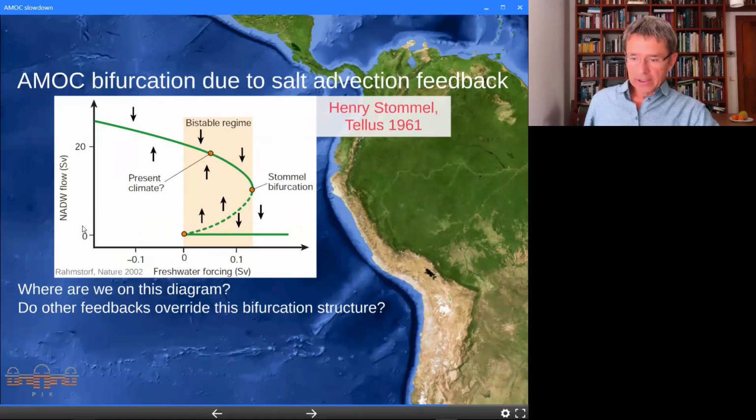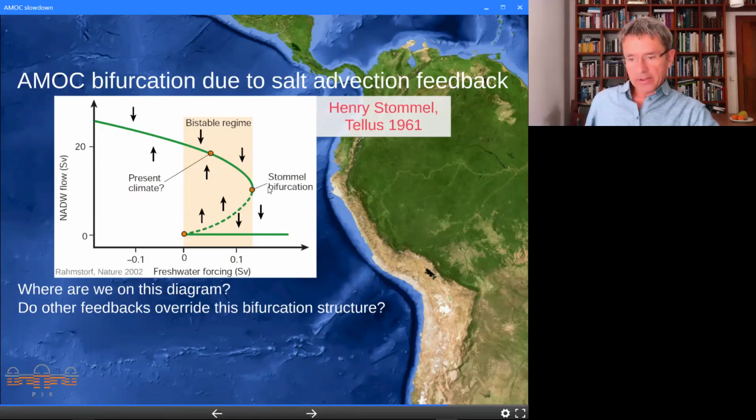If you look at the strength of the North Atlantic overturning circulation here as a function of the amount of fresh water that you dump into the Northern Atlantic. When we start here somewhere on this branch, present climate is probably already in this bistable regime, and you add fresh water, then the circulation slowly gets a little bit weaker and weaker. But then this stability curve actually turns back on itself. That's where the tipping point is, that I call the Stommel bifurcation after Henry Stommel.